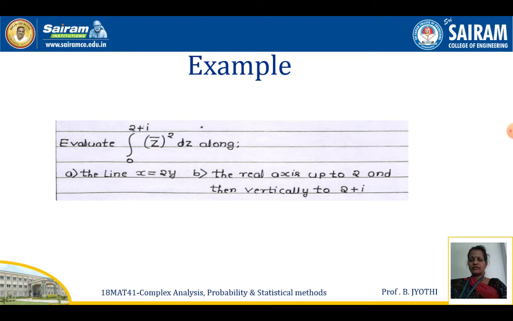Evaluate integral from 0 to 2 plus i of z bar square into dz along, first one, the line x is equals to 2y, the second one, the real axis up to 2 and then vertically to 2 plus i. So here the line x is equals to 2y is a straight line, and the second one is the real axis up to 2 and then vertically to 2 plus i. That means it will move like an L shape in the reverse order.